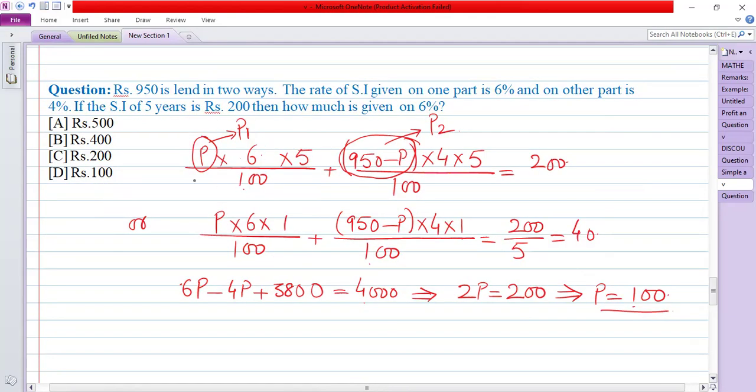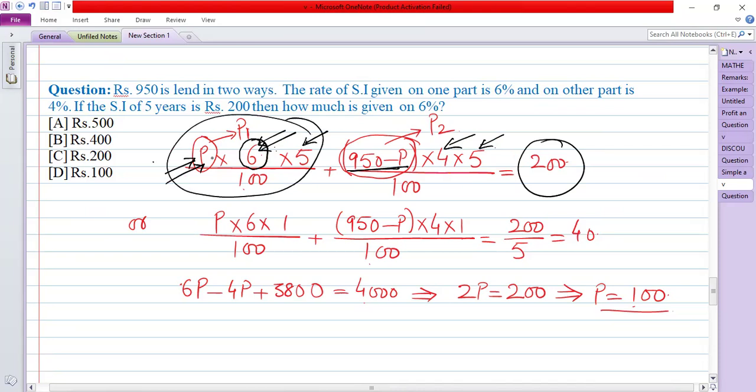Now, this question, if we solve it by the basic way, we assume let P be the amount which was invested at 6% interest, obviously for 5 years. And the second amount will be 950 minus P, which was invested at 4% interest, again for 5 years. So the total interest is 200. This is the interest for P amount, and this is the interest for the second amount, 950 minus P. This P we may take as P1, and this 950 minus P as P2.